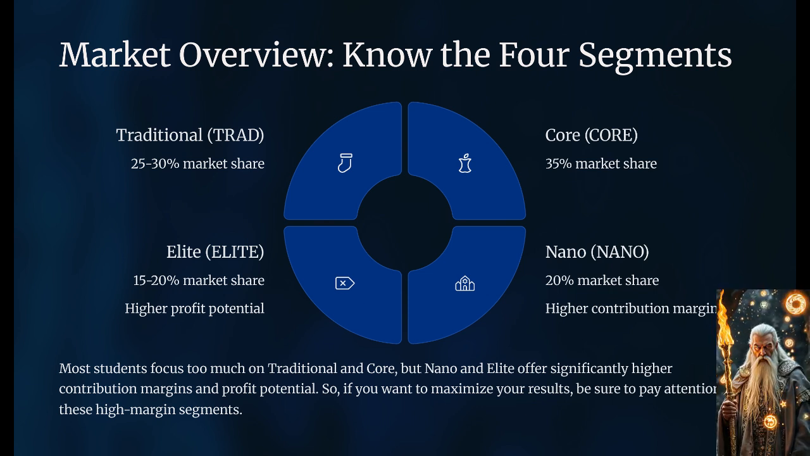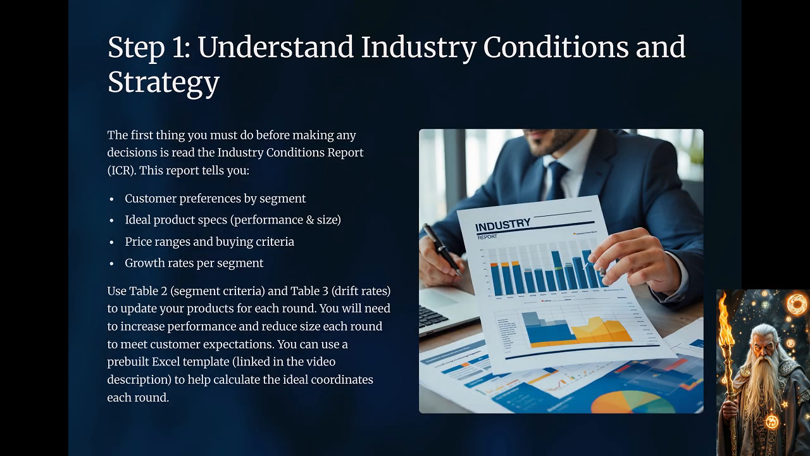Step 1. Understand industry conditions and strategy. The first thing you must do before making any decisions is read the Industry Conditions Report, ICR. This report tells you customer preferences by segment, ideal product specs, performance and size, price ranges and buying criteria, growth rates per segment. Use Table 2, segment criteria, and Table 3, drift rates, to update your products for each round. You will need to increase performance and reduce size each round to meet customer expectations. You can use a pre-built Excel template, linked in the video description, to help calculate the ideal coordinates each round.